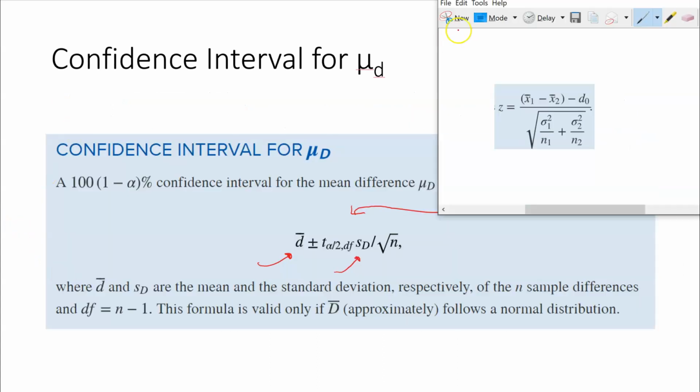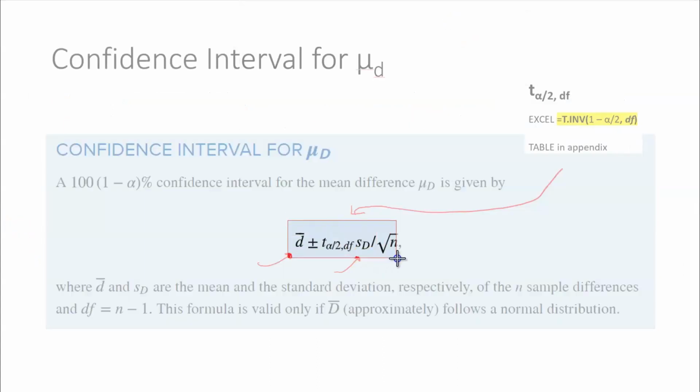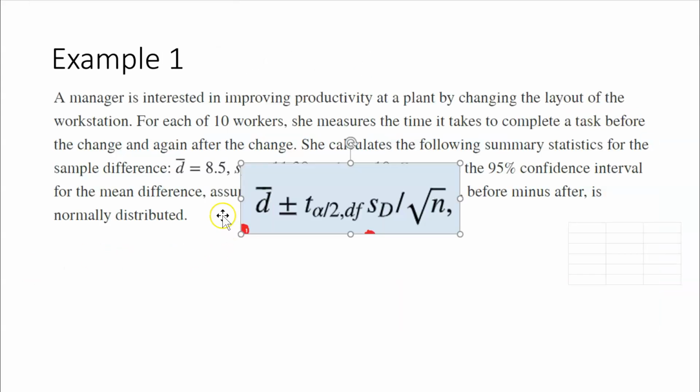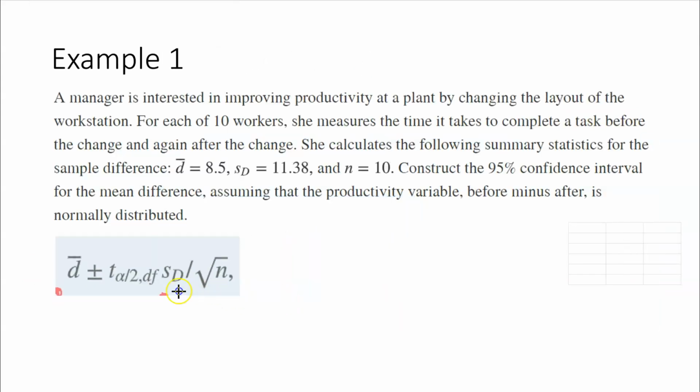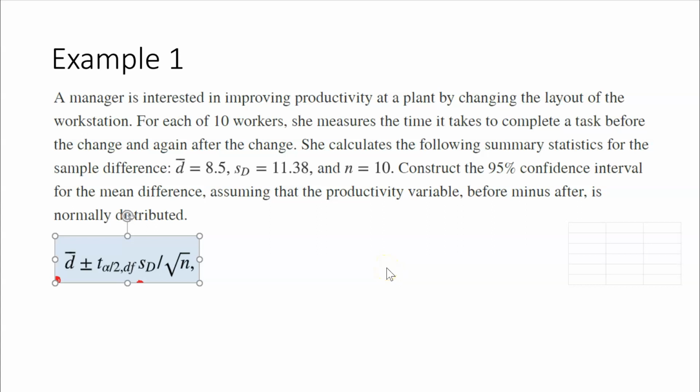So we're going to grab this formula right here, and that's what we're going to use to calculate the confidence interval. So we've got 8.5 plus or minus, we've got to get this T, right? And then we'll get that value there. And then our standard deviation is 11.38 divided by the square root of 10.